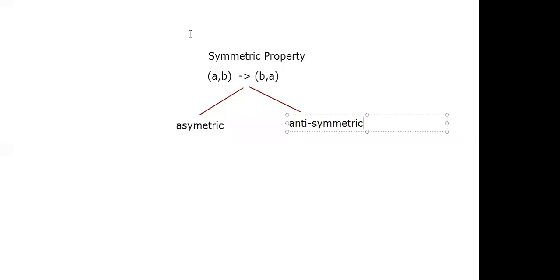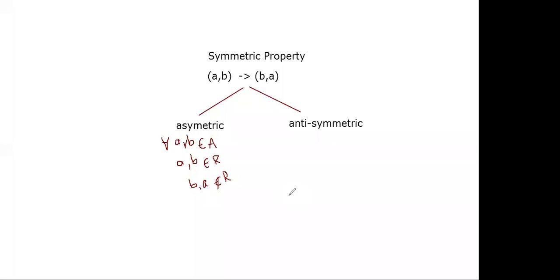The asymmetric property says that for all ordered pairs (a, b) belonging to the relation, if (a, b) belongs to the relation, then (b, a) should not belong to the relation. That is totally opposite of the symmetric property. Here it suggests that if (a, b) belongs to the relation, (b, a) also should belong to the relation.